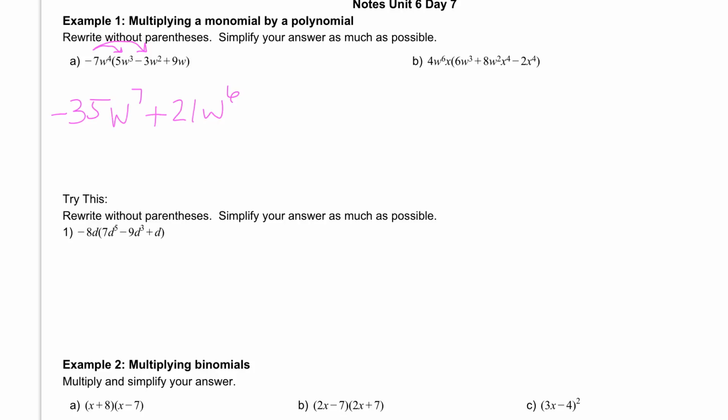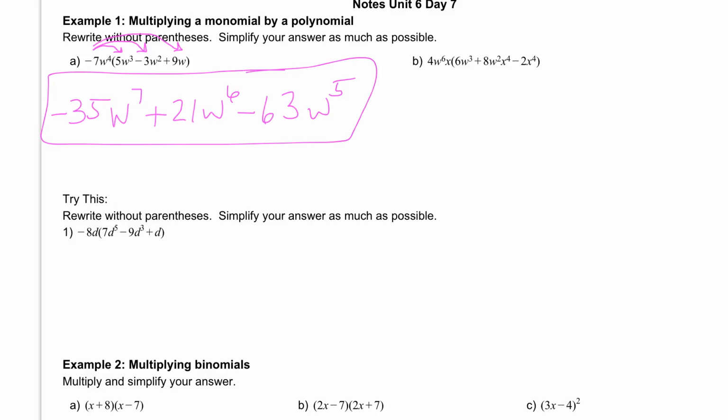And then we're going to take negative 7w to the fourth and multiply it by 9w. Negative 7 times 9 is negative 63. And w to the fourth times w, remember that's to the first power. Add those exponents, we get w to the fifth. And that's it.